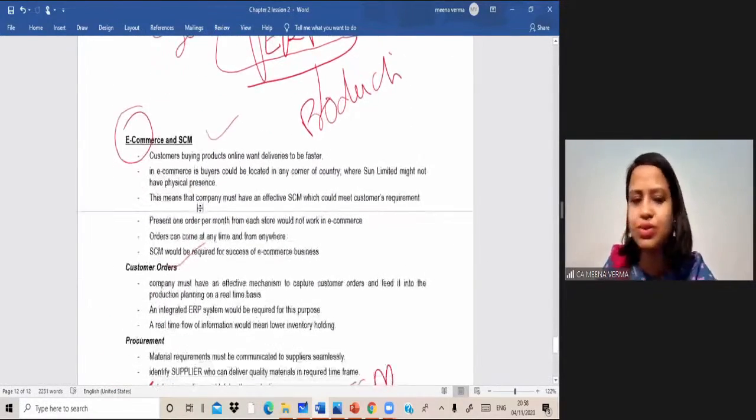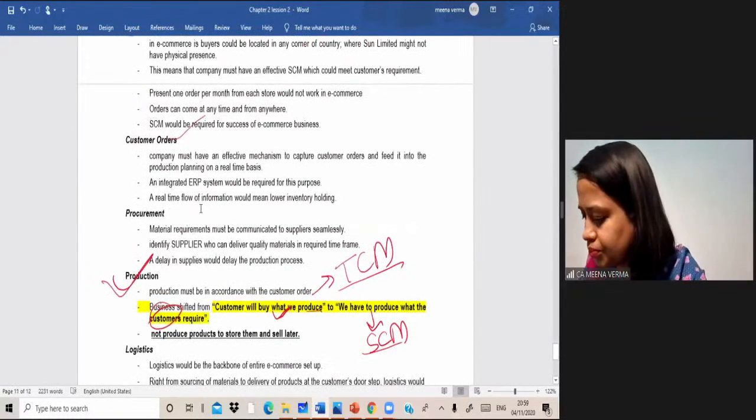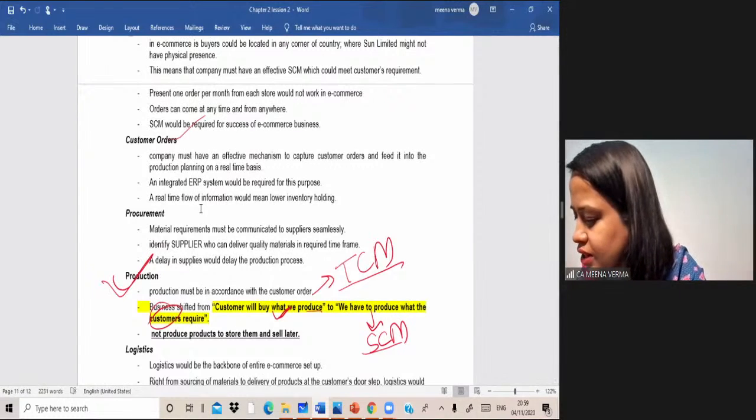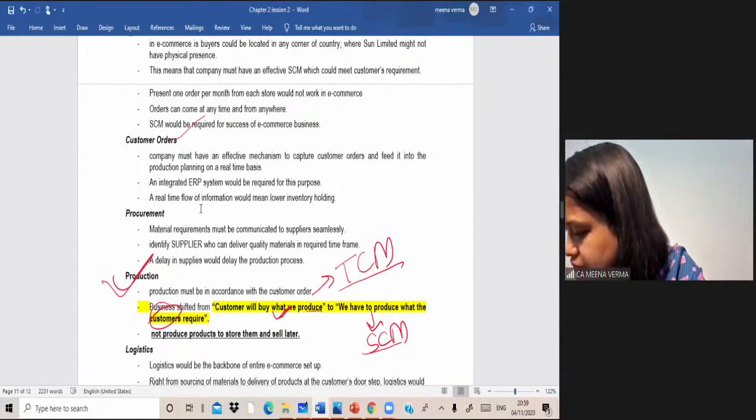Is there any doubt? You can study about all these points. You can ask me queries. Is there any other doubt? Are you there?